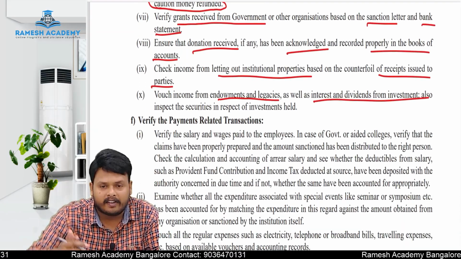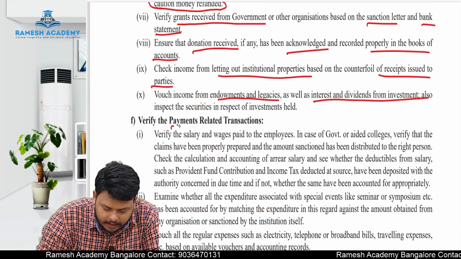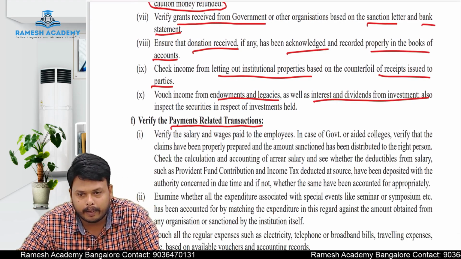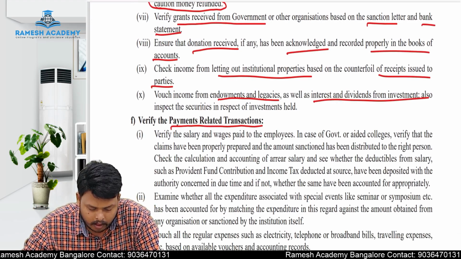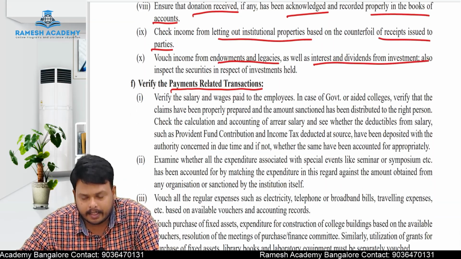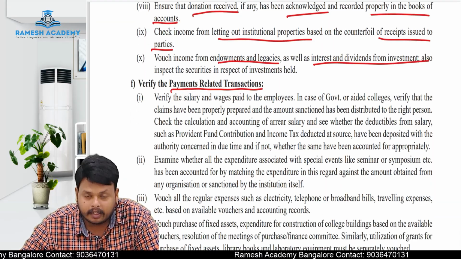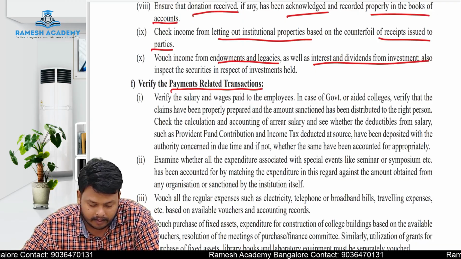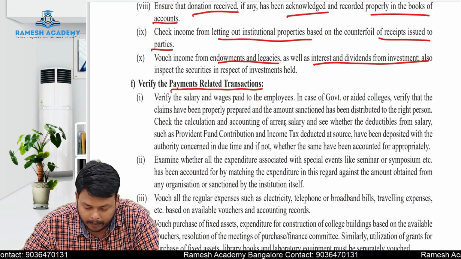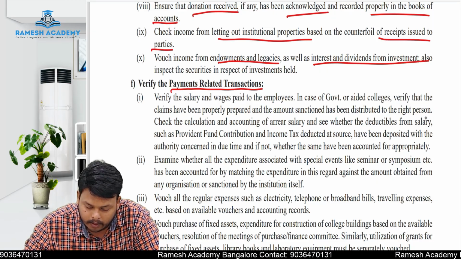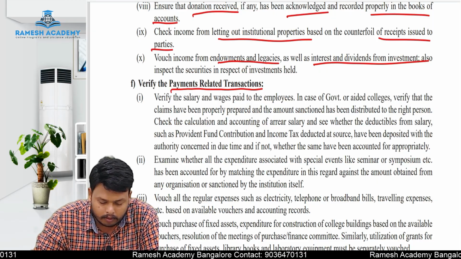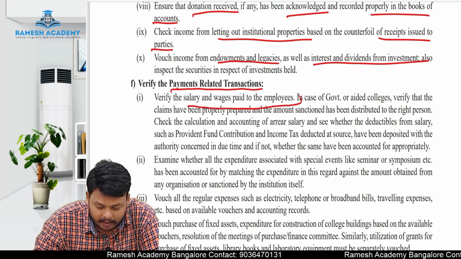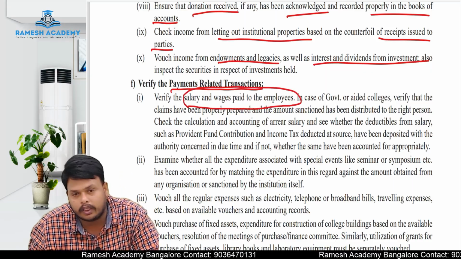Next, verify the payment related transactions. Verify the salary and wages paid to the employees. In the case of government or aided colleges, verify that claims have been properly prepared and the amount sanctioned has been distributed to the right person. So the first one is verification of salary and wages to the employees.